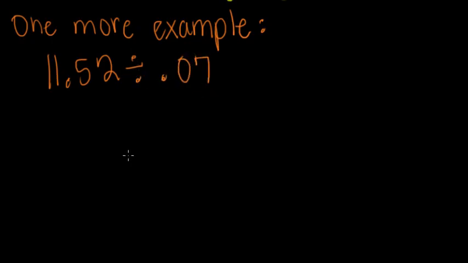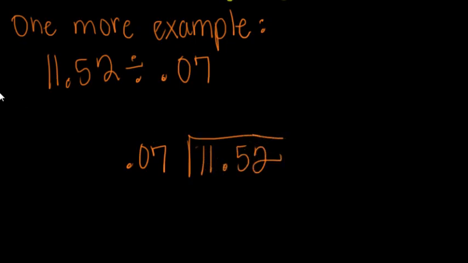Let's look at another example. Write this example down. 11.52 divided by 0.07. Now this one's a little bit different situation. But again, you're going to pretend that it's 1152 divided by 7. Don't get thrown off by that 0 right there. Just pretend it's 7.